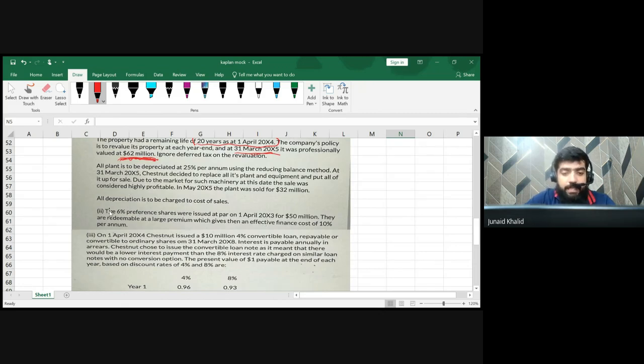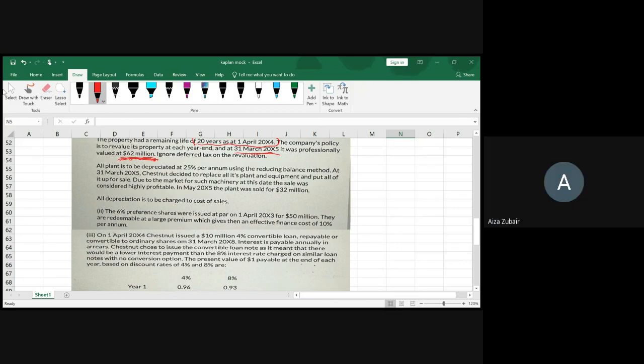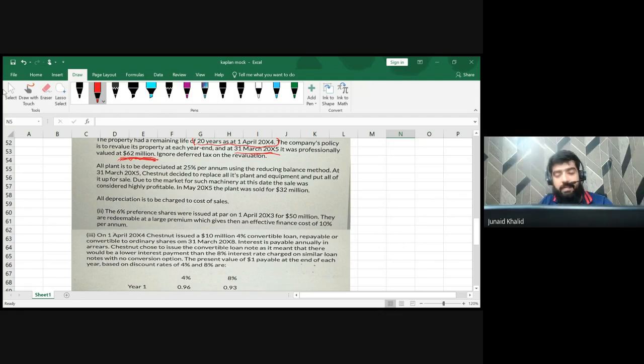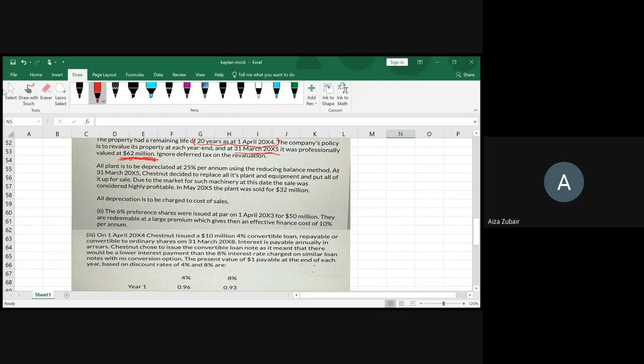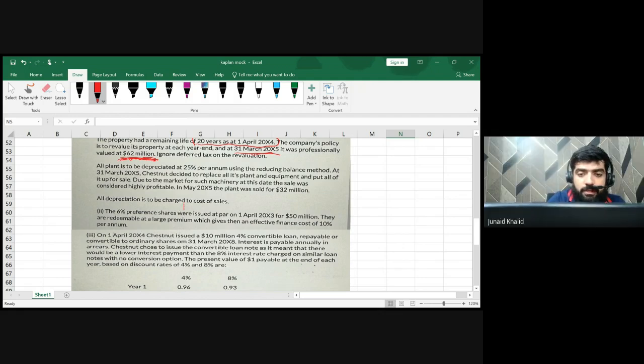Okay, now second point, the 6% preference shares were issued at par. Isaac, can you please let me know in which standard we are now? Which standard is being tested over here? Financial instruments, IAS 32. Very good. Yes, IAS 32 or IFRS 9. So 6% preference shares were issued. Can you please let me know whether it's a financial asset or a financial liability? Issued, it's a financial liability. Nice, very good.